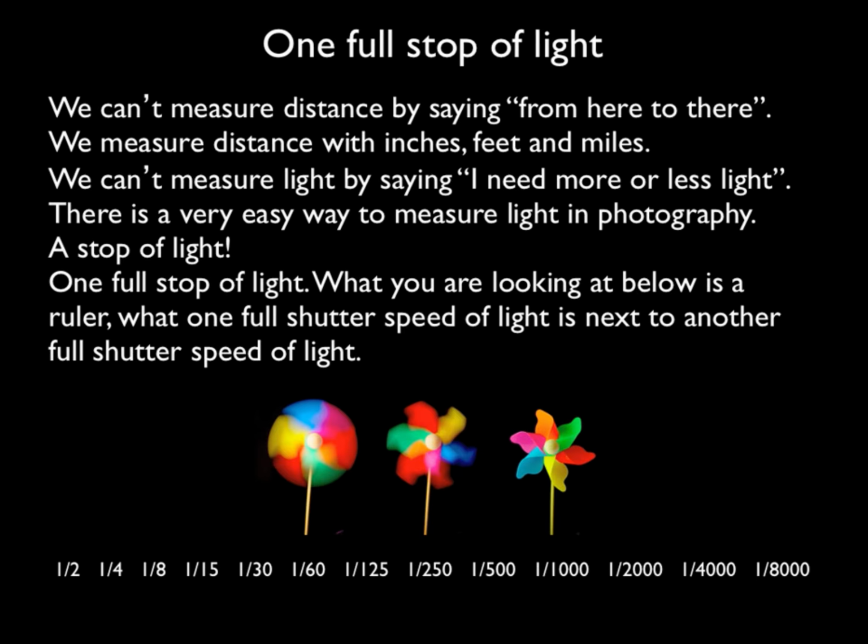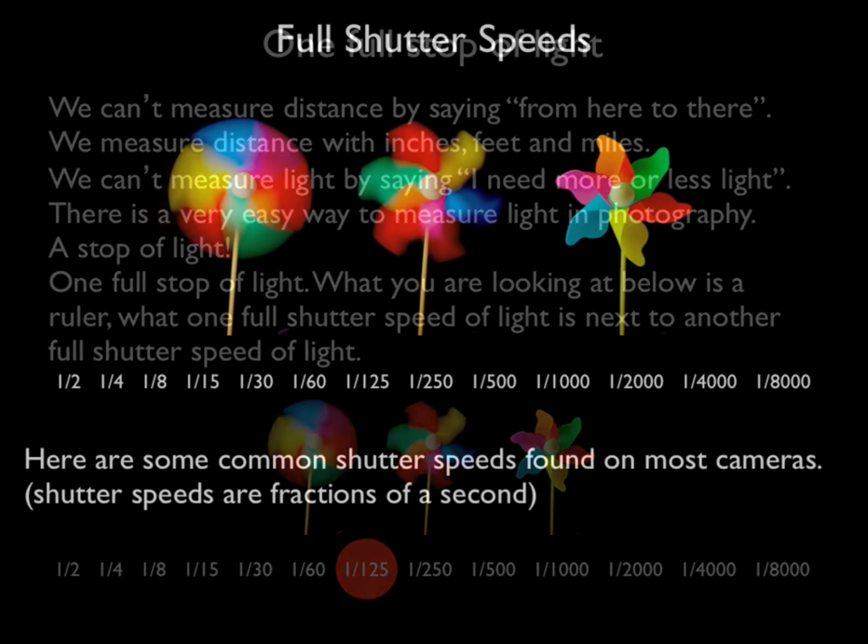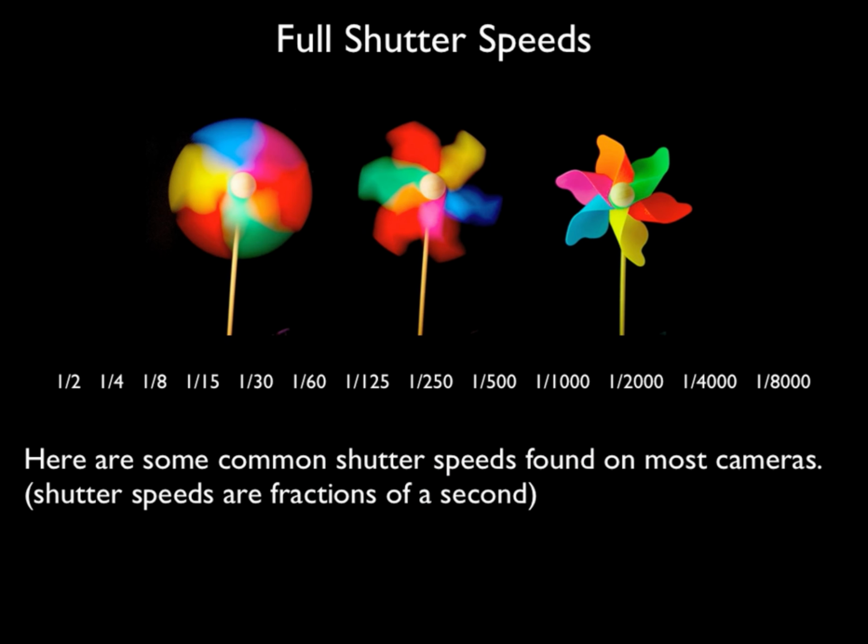What you are looking at below is a ruler. What one full shutter speed of light is next to another full shutter speed of light. Here are some common shutter speeds found on most cameras. Shutter speeds are fractions of a second.